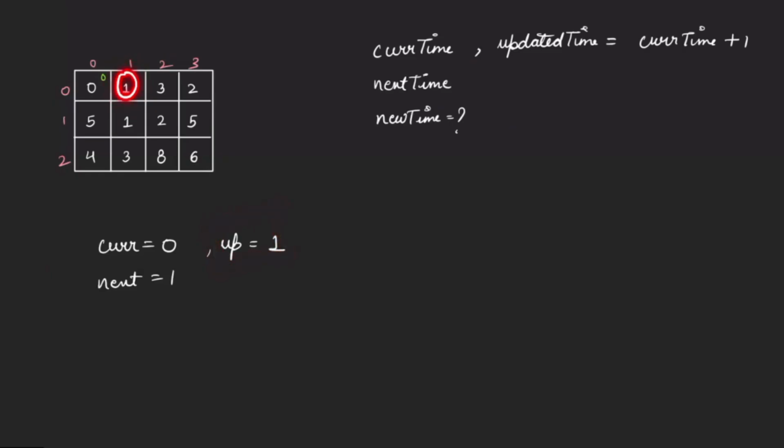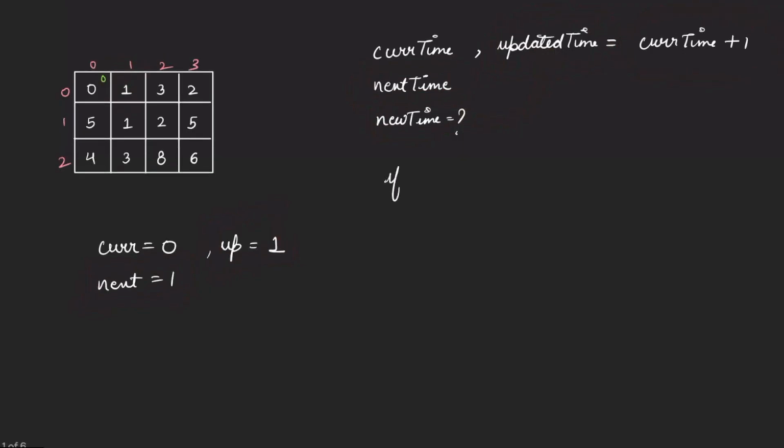So this next cell's value we have stored in next time, right? So if my updated time is greater than or equal to next time, then with this updated time I can enter this particular cell. So what will be my new time? My new time will become equal to the updated time, which was nothing but current time plus 1, right?